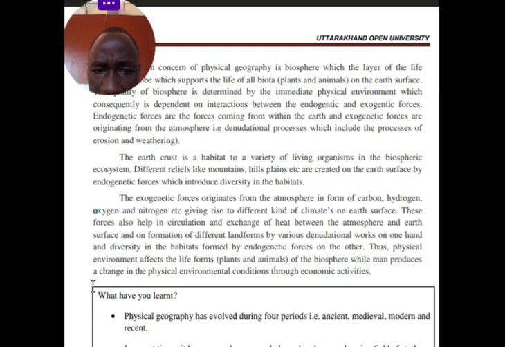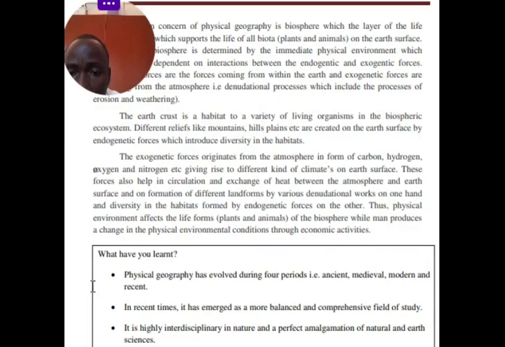They are saying that different reliefs like mountains, hills and plains are created on the Earth's surface. In other words, they are a result of the endogenic forces, which include diversity in the habitats existing on the Earth's surface. Then the other thing they are talking about is what we call the exogenic forces. These originate from the atmosphere in the form of carbon dioxide, hydrogen, oxygen, nitrogen, and other gases.